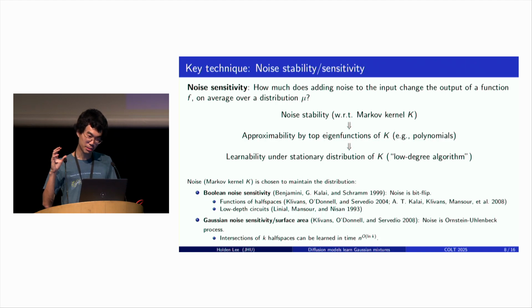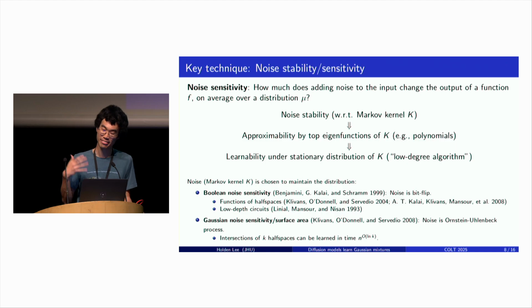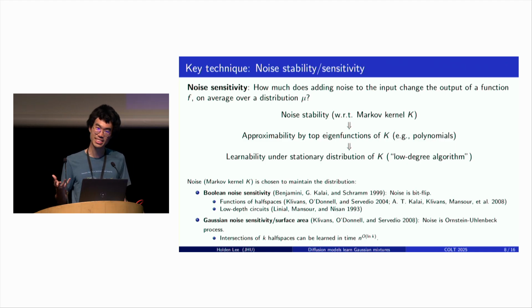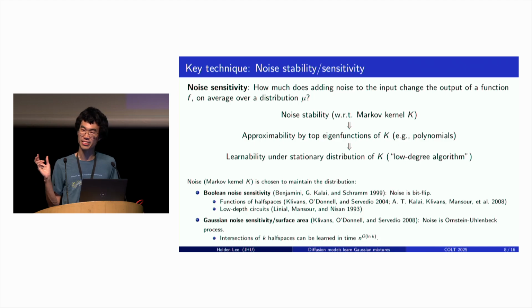Okay, and if we can prove some kind of noise stability with respect to a noising Markov kernel k, this implies approximability by the top eigenfunctions of k, for example, polynomials, and this implies learnability under the stationary distribution of k, a so-called low-degree algorithm. Okay, this has been applied a lot in TCS, both in the case of the hypercube and for the Gaussian.